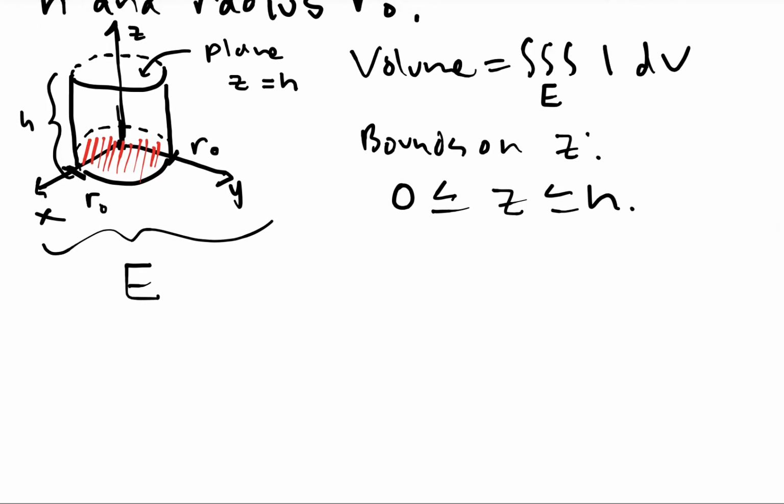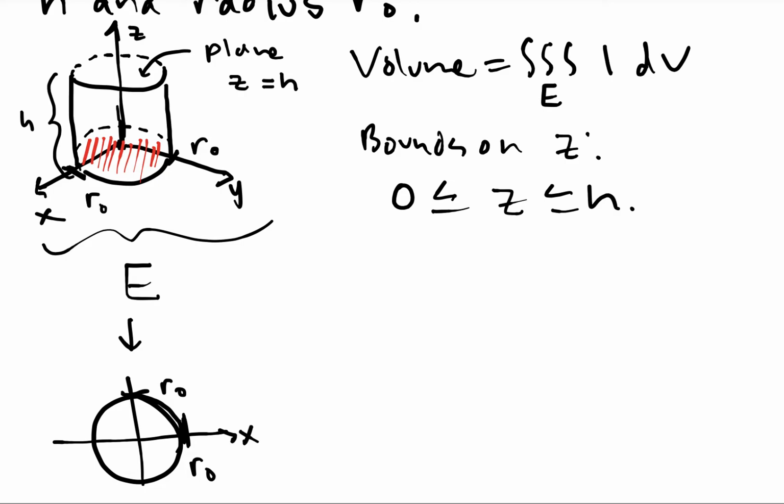So what I want to think about here is, if I shine that flashlight on the cylinder in that orientation, you get a circle, hopefully that's a circle. This should be a circle that we specified was of radius r0, okay? So this is the region that I need to use to sort out my bounds on X and Y.